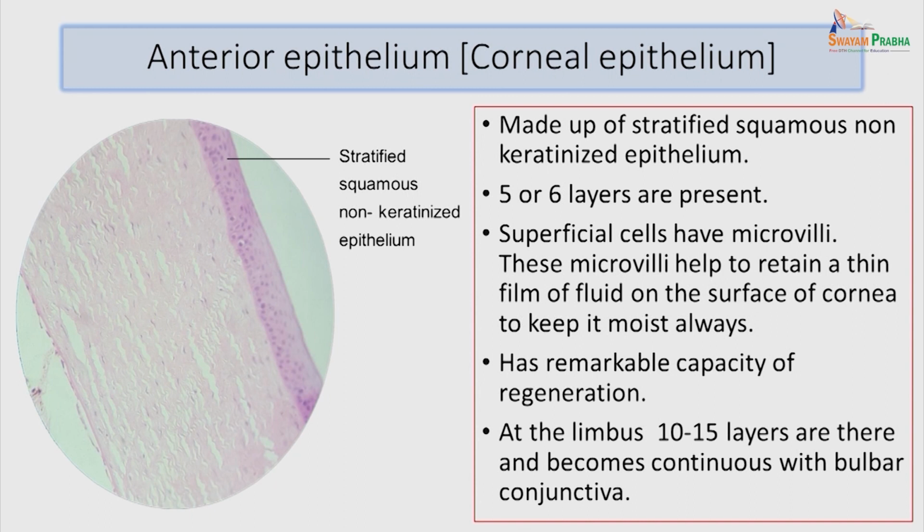First is the anterior epithelium or corneal epithelium, made up of stratified squamous non-keratinized epithelium. 5 to 6 layers are present. Superficial cells have microvilli. These microvilli help to retain a thin film of fluid on the surface of the cornea to keep it moist always. This particular layer has a remarkable capacity of regeneration. At the limbus, 10 to 15 layers are there and it becomes continuous with the bulbar conjunctiva. You are seeing the stratified squamous non-keratinized epithelium here.